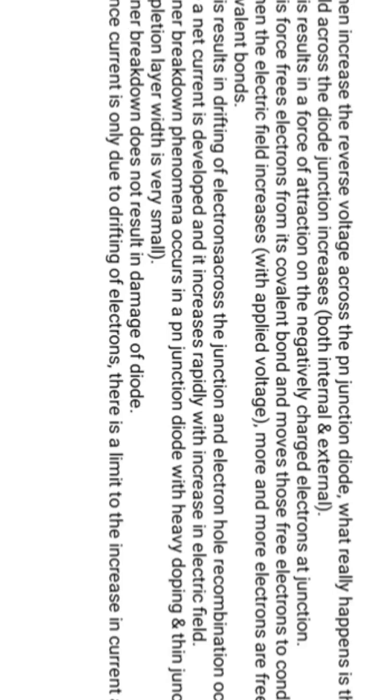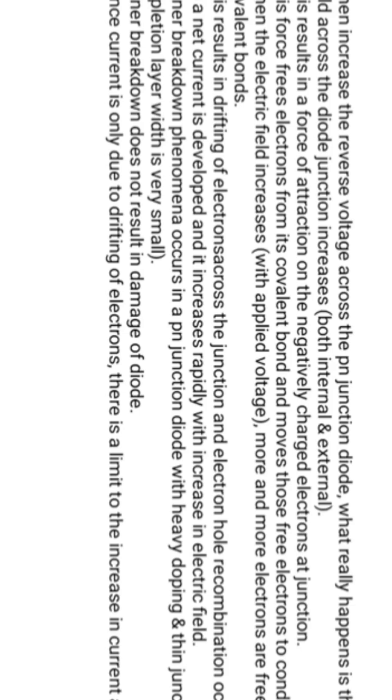In the case of Zener breakdown, it is the same as avalanche breakdown, but the difference is that it happens only when the electric field across the diode junction increases. The force of attraction acts on the negatively charged atoms at the junction, and this force frees the electrons from the covalent bonds and moves them from the valence band to the conduction band. When the electric field increases, more and more electrons are freed from their covalent bonds.